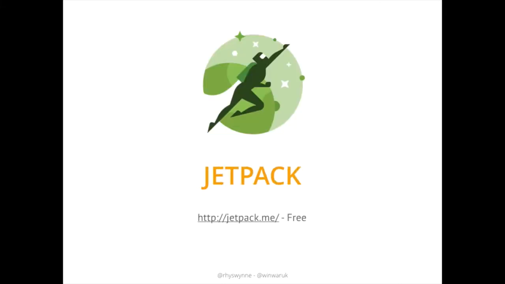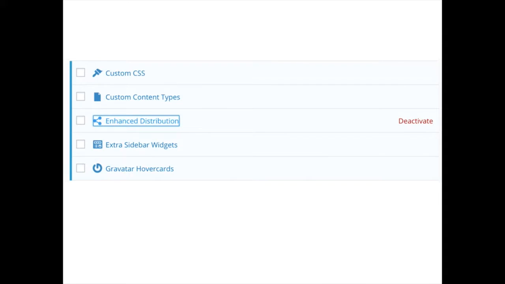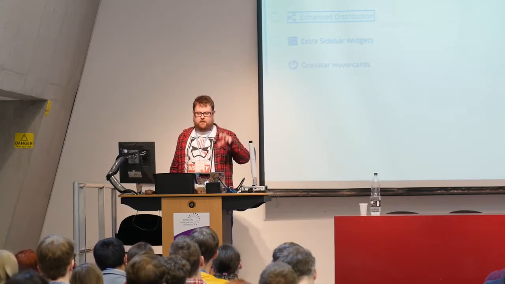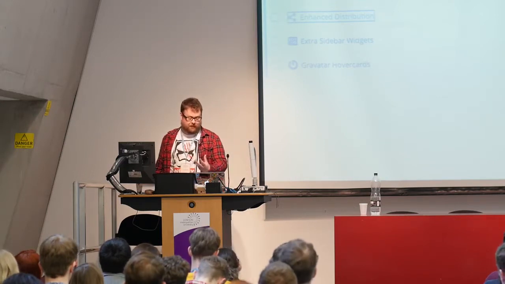Next one, Jetpack, which is also free. Most of it's free. And it has a module called the Enhanced Distribution module. So WordPress.com has a big pipe of posts. It's like a fire hose. And every single post that's publicly available, to the best of my knowledge, gets put in that fire hose and sent out over the internet. What Enhanced Distribution does is it puts your WordPress.org or self-hosted blog posts into said pipe or fire hose.